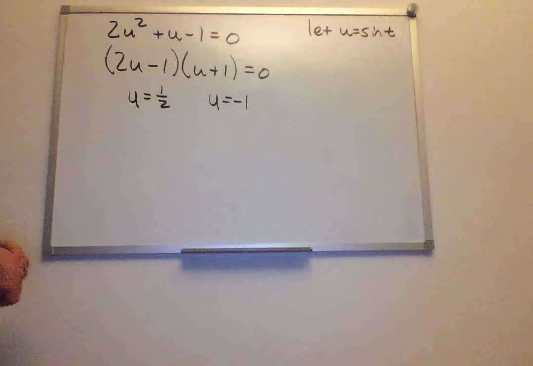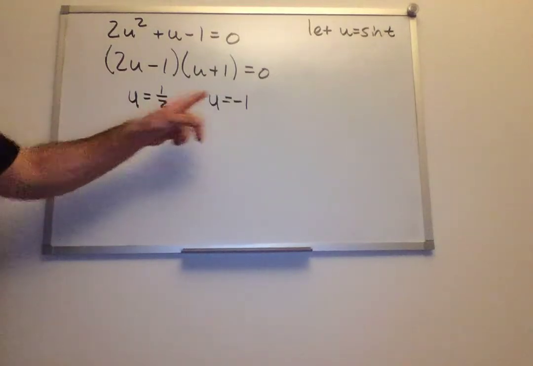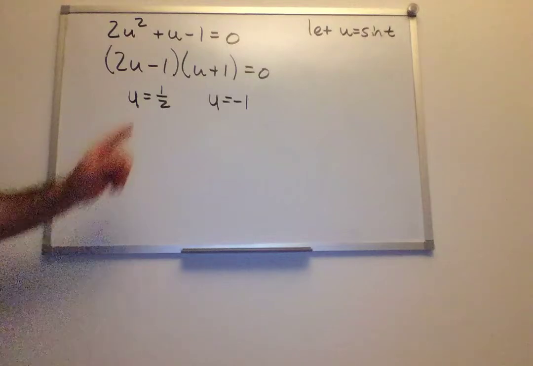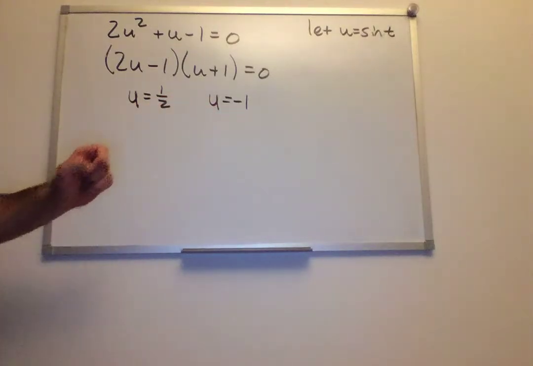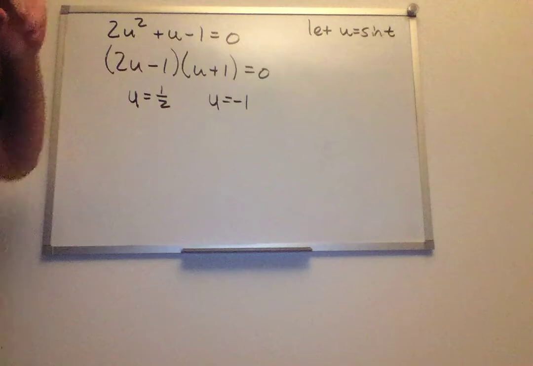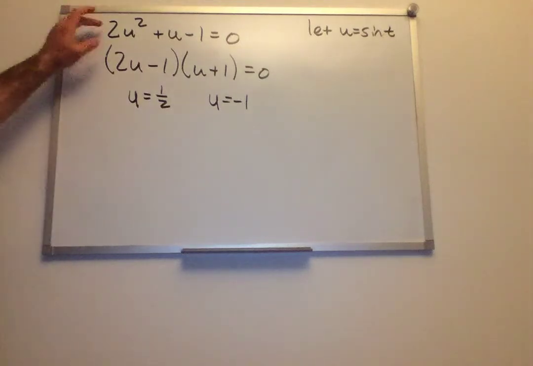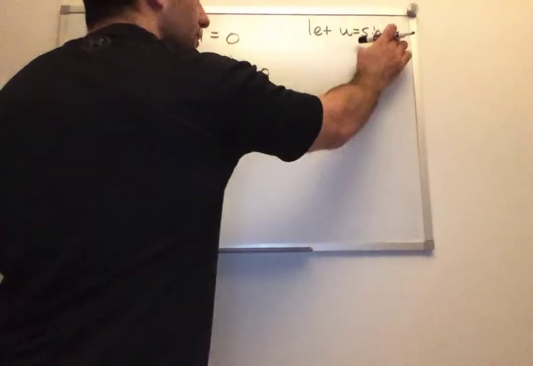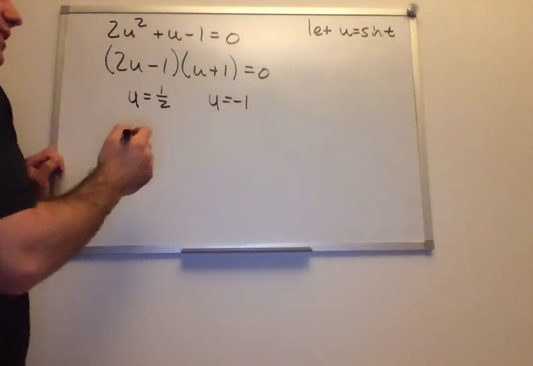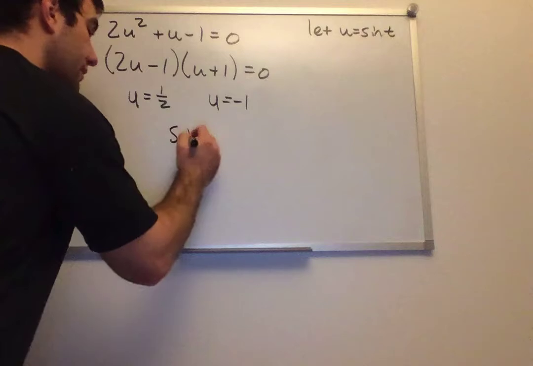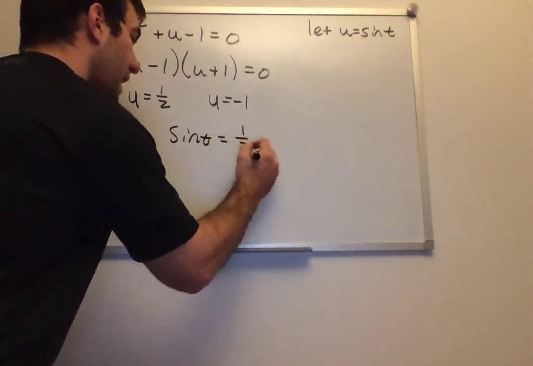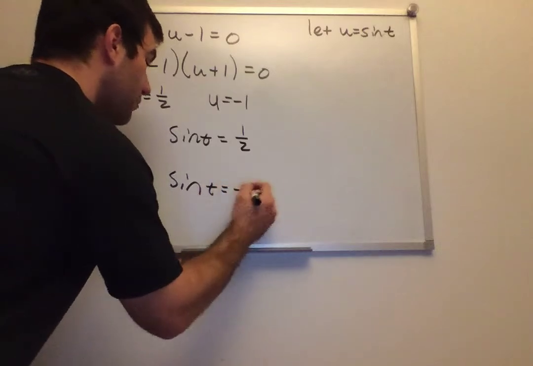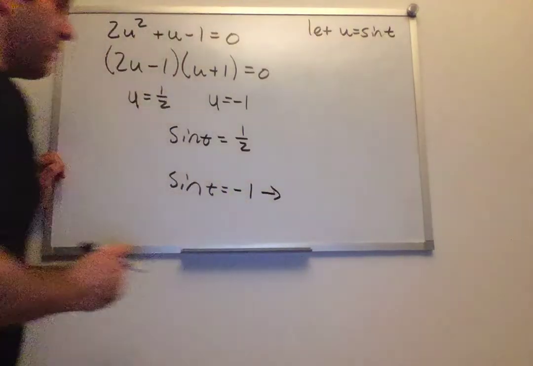As I was saying, these here are not our actual critical numbers. These were our dummy variables, where we let u equal sine of t to help us factor this. So what we need to do is find the t values that equal these u's. So we take sine of t equal to 1/2, and we also take sine of t equal to -1. Now let's look at this bottom one first.